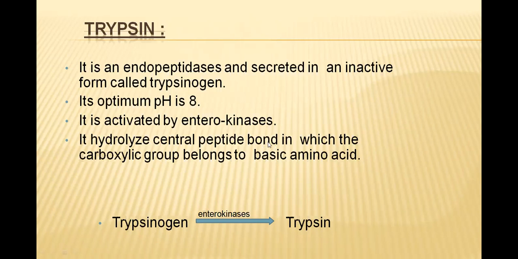And in the central peptide bonds in which the carboxylic group belongs to a basic amino acid. So basic amino acids will have a carboxylic group also. So the carboxylic groups of the basic amino acids will be separated from the proteins. In this way, trypsin helps in the digestion of proteins.